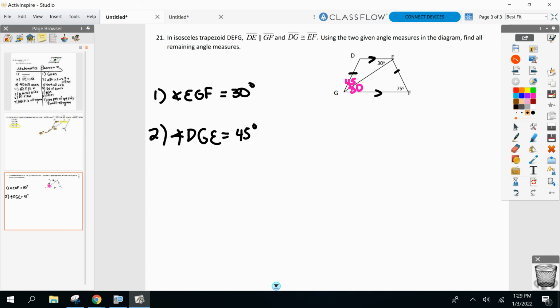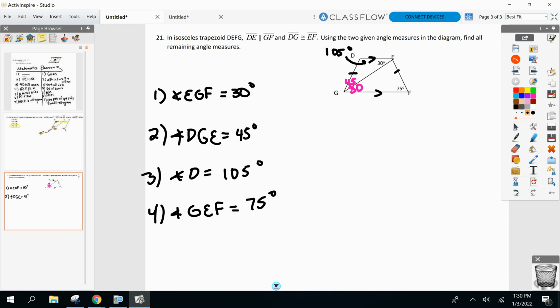So how about angle D now? Angle D? 105 degrees. It's got to add up to 180 inside that triangle. And then we're almost done. The only other angle I need is GEF. That's the only other missing angle here. GEF. 75 degrees. A couple different ways: those top base angles are equal, so they both have to add up to 105.